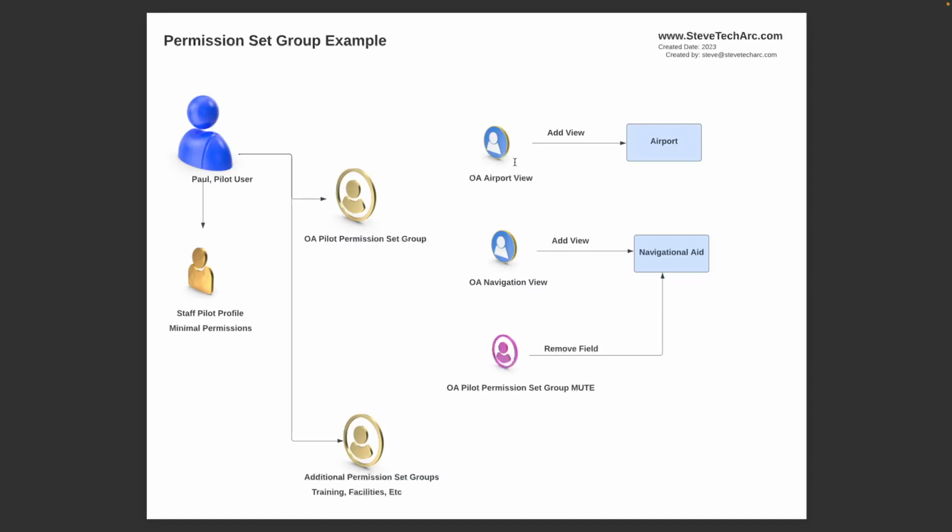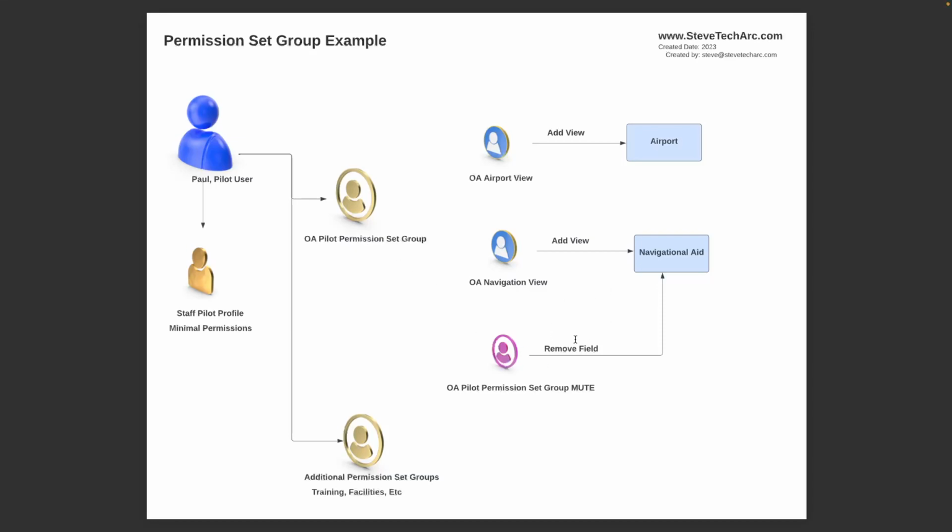Now, I could have grouped these together into one permission set, but for the demo, we're going to have separate airport and navigational views, assuming that there could be other instances where certain users might only need to be able to see the airport and other users may only need to see the navigational aids. This way we can independently grant them into a group that's represented as the pilot.